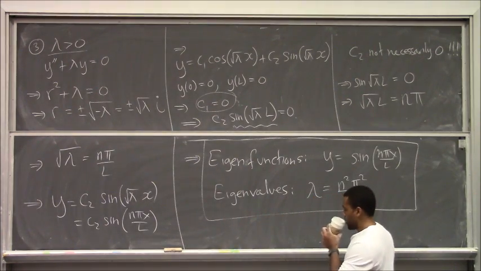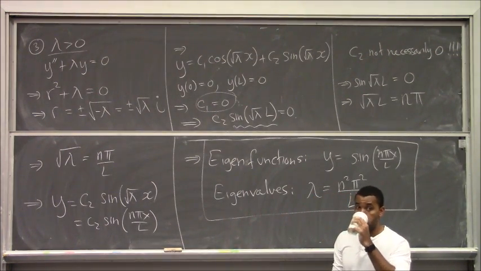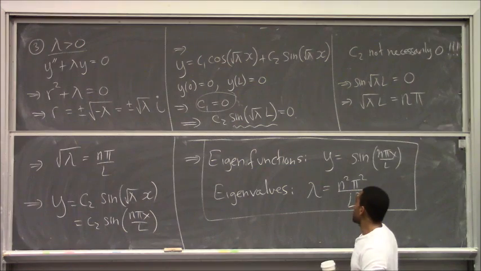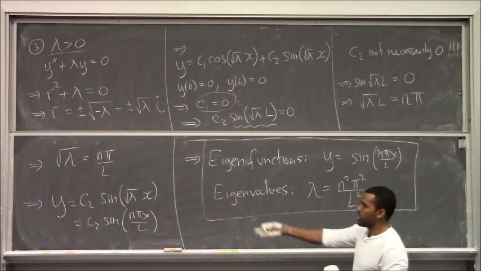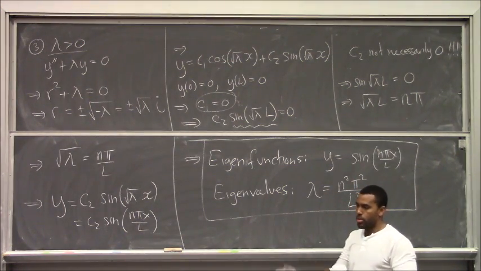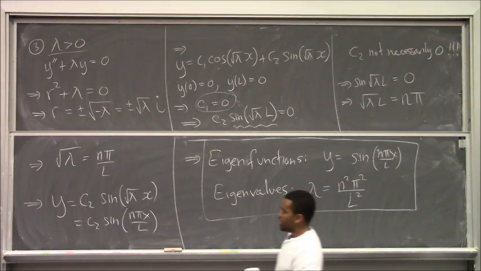Wouldn't there be any constant in front of sine or not? Yeah, but you ignore the arbitrary constant. You're just looking at the function. So that's like your y1.